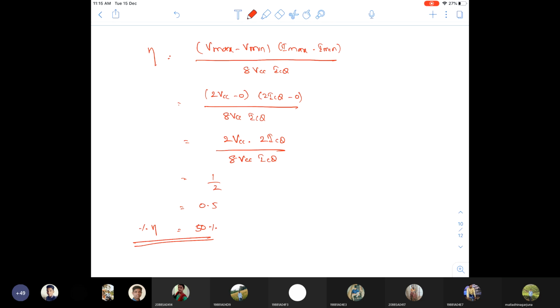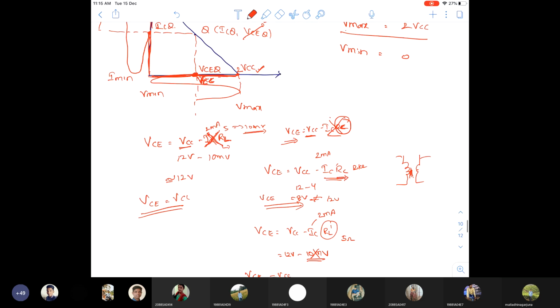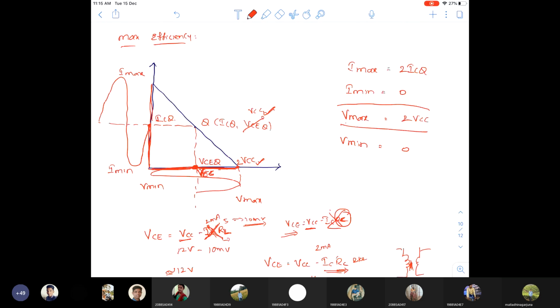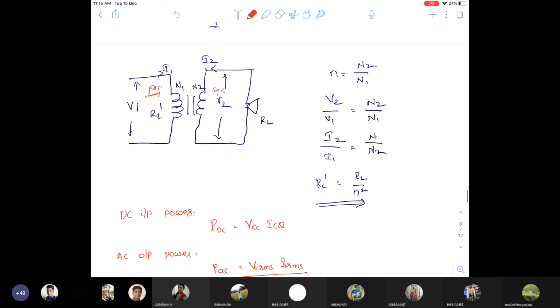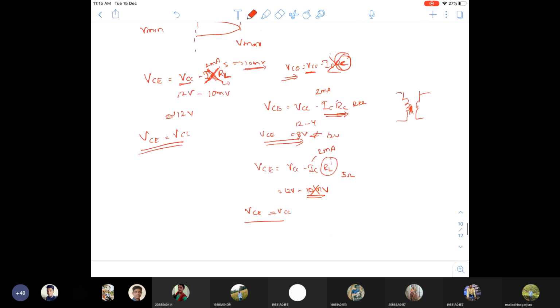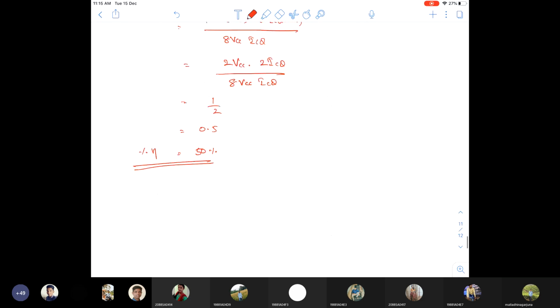Clear? See, the series fed class A and the transformer coupled class A differ only here. Everything else is the same, just copy and paste. So this is 50%.